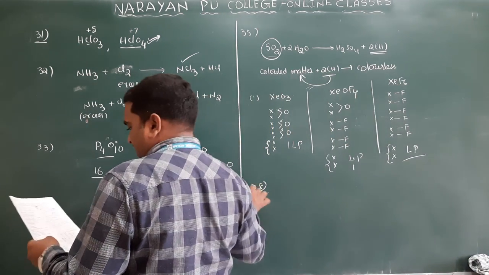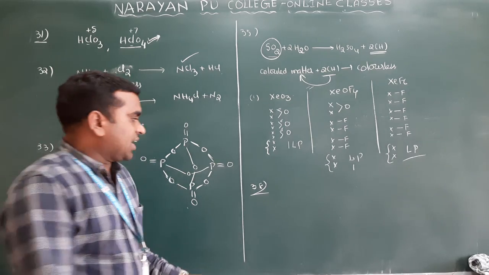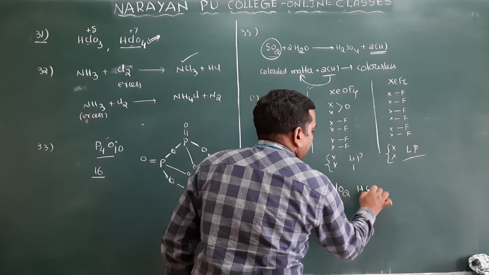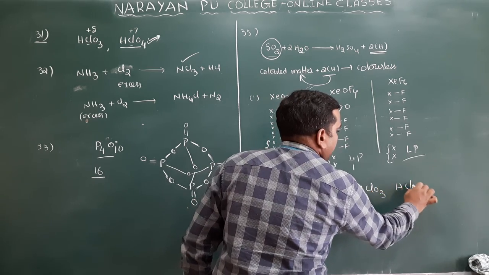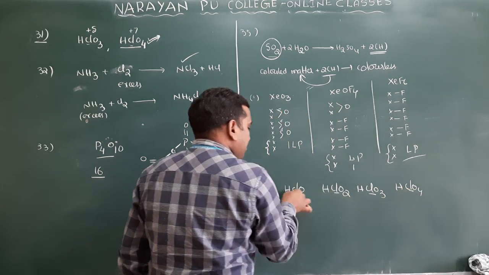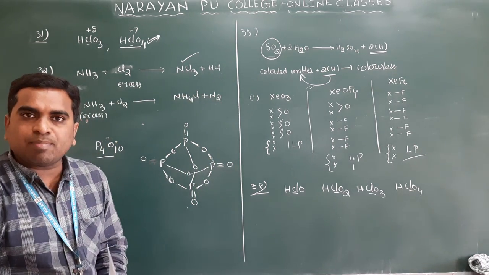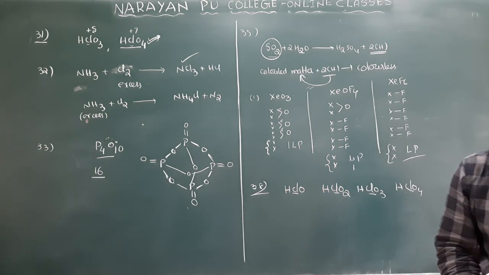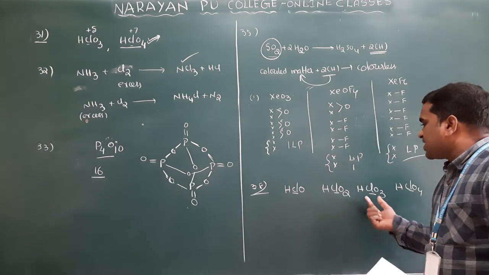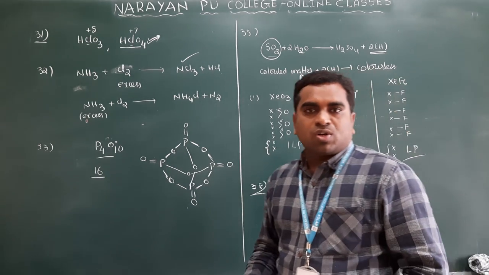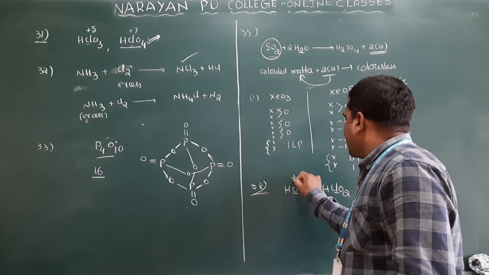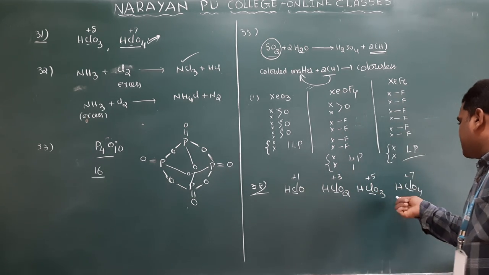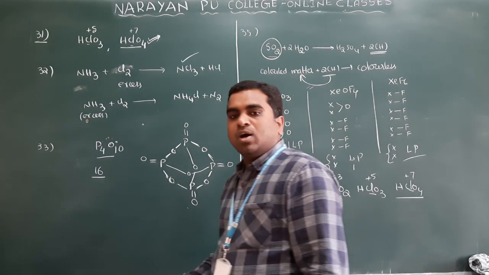Next one is 38. The correct order of acidic character. HClO, HClO2, HClO3, HClO4. I already mentioned, for compounds of the same central atom, if they are asking acidic nature, then you have to see the oxidation number. You should not see electronegativity, because all central atoms are the same, so electronegativity will be the same. Calculate the oxidation number and you will get +1, +3, +5 and +7. The one having the highest oxidation state will be the more acidic.